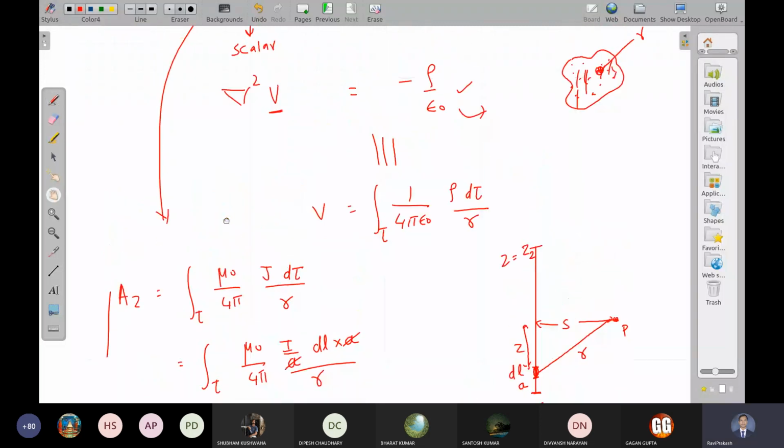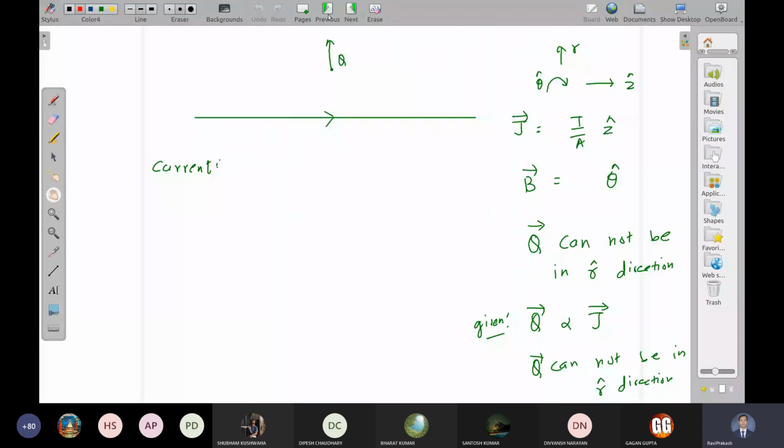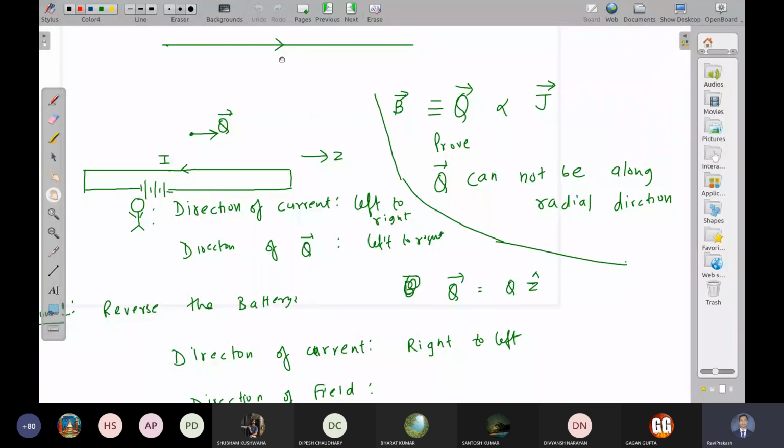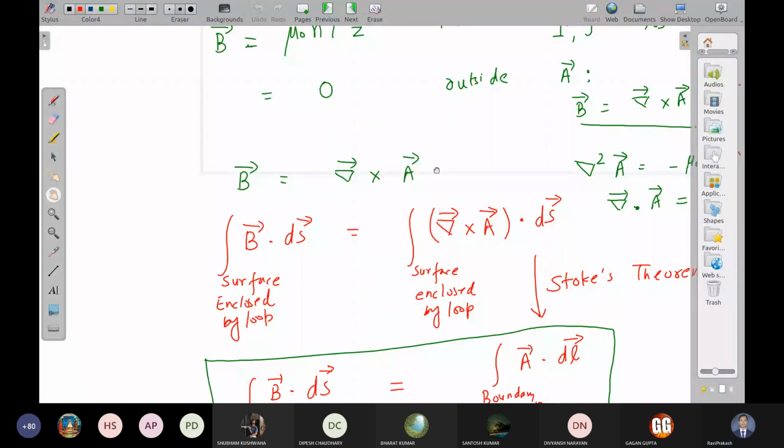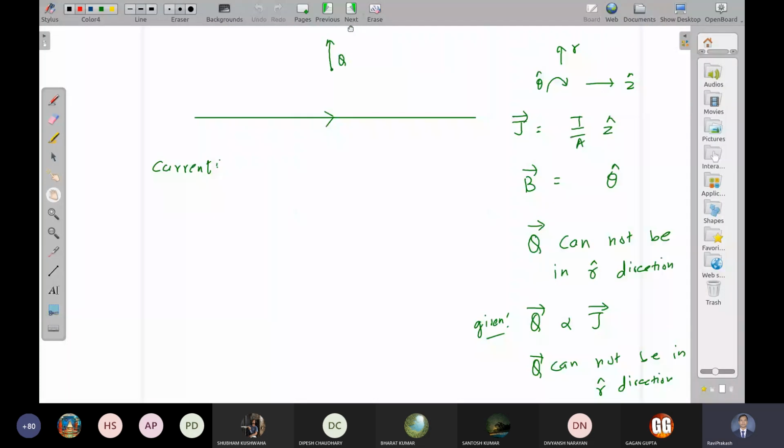If you want, you can apply the same formula in this problem as well. But obviously calculations are not easy here. This is a very complicated loop of wire, and doing the integral over this wire is not easy. So wherever we have symmetry, we can use the integral formula. If there is no symmetry, then we don't have much option. We have to apply this formula.